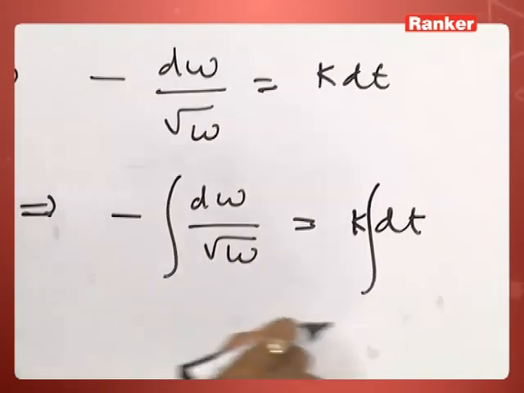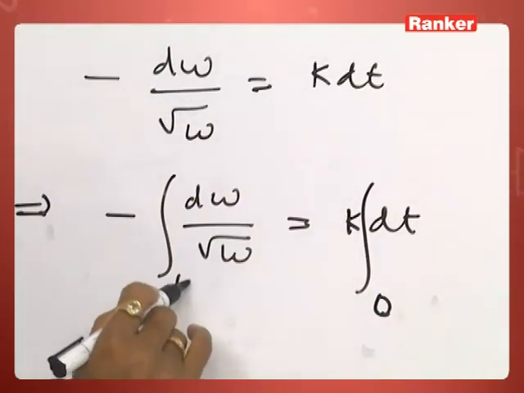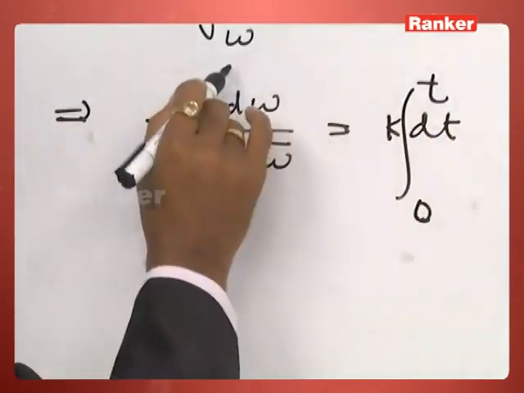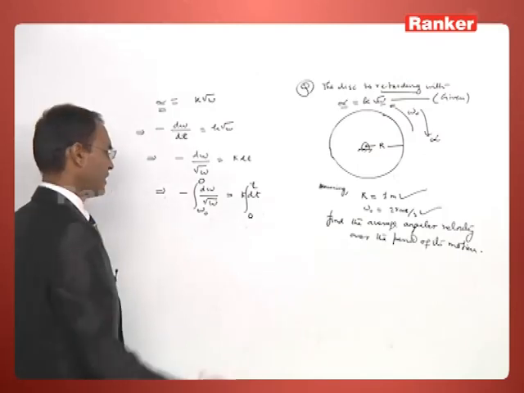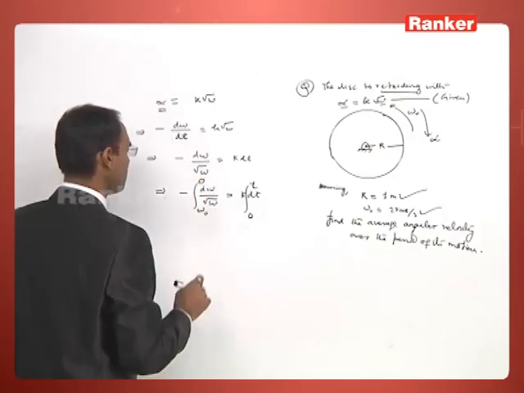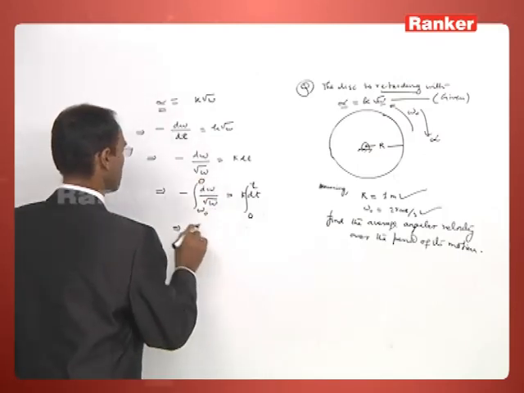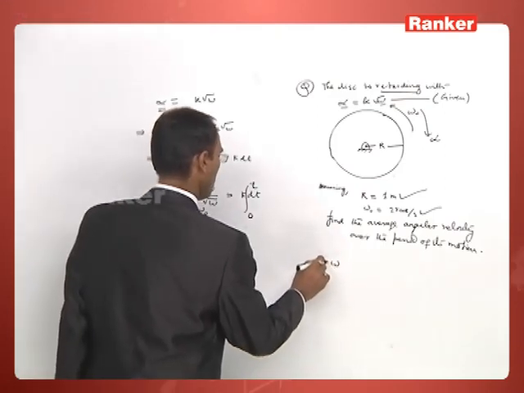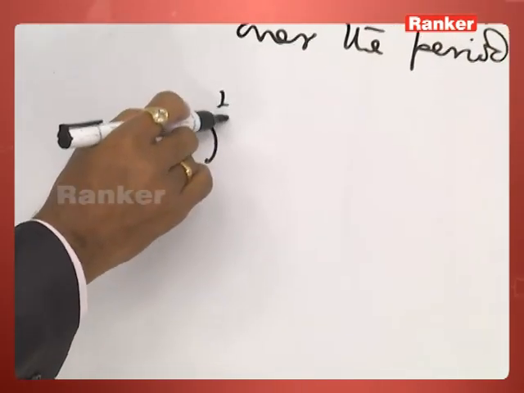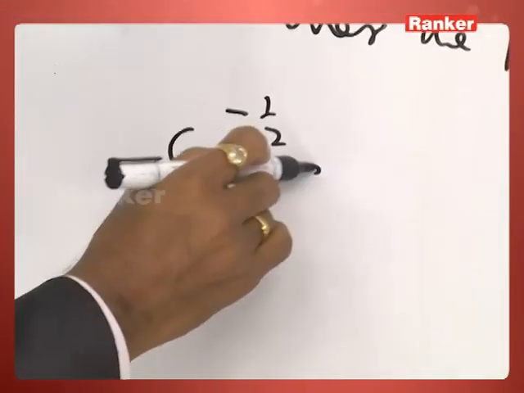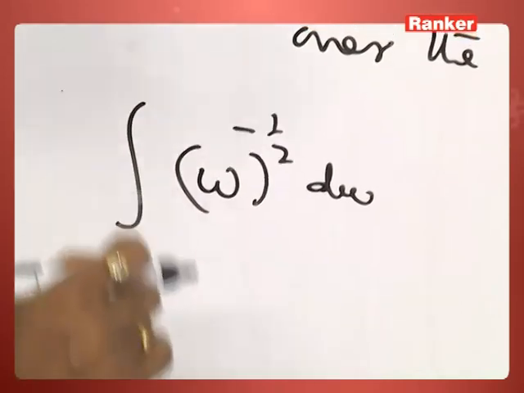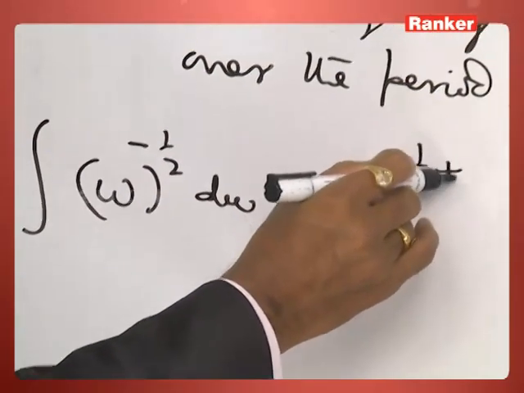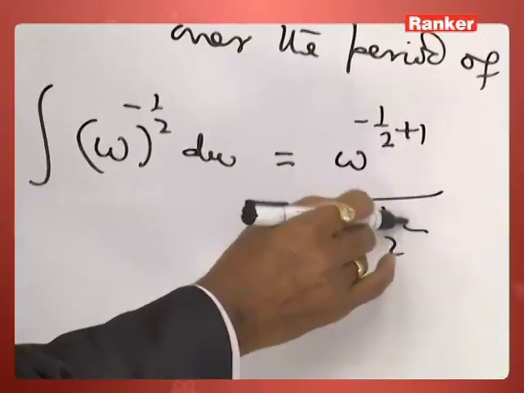Integrating both sides, at time t equal to 0, its angular velocity was omega naught. After time t, it will stop. Therefore, the angular velocity will be 0 in the upper limit. For omega, you know that omega to the power minus half d omega, the integral of this is equal to omega to the power minus half plus 1 by minus half plus 1.